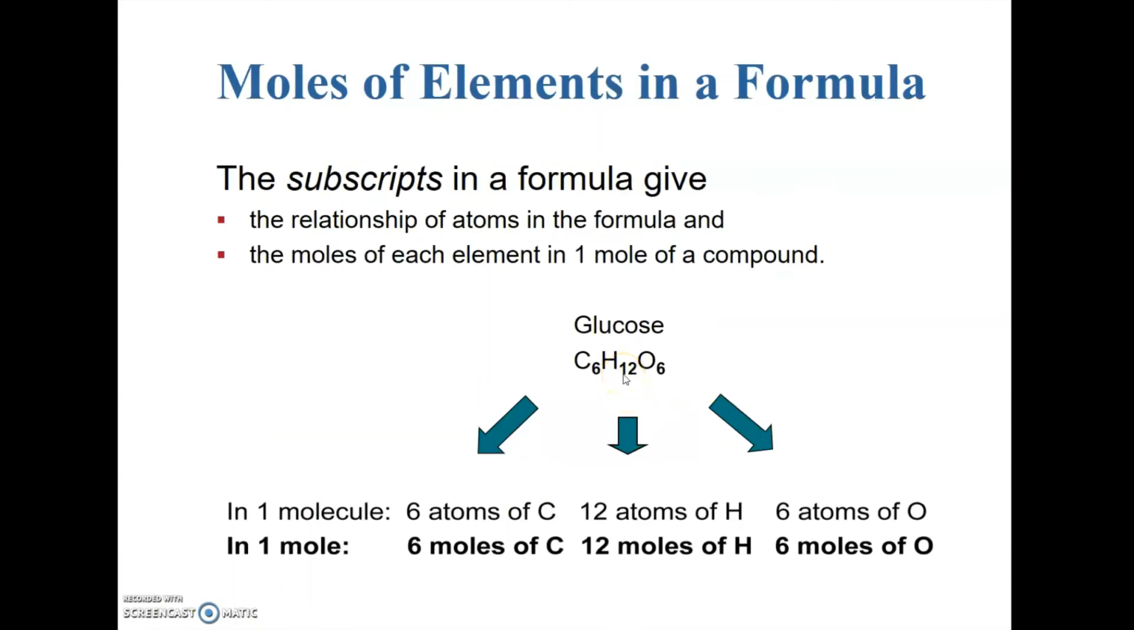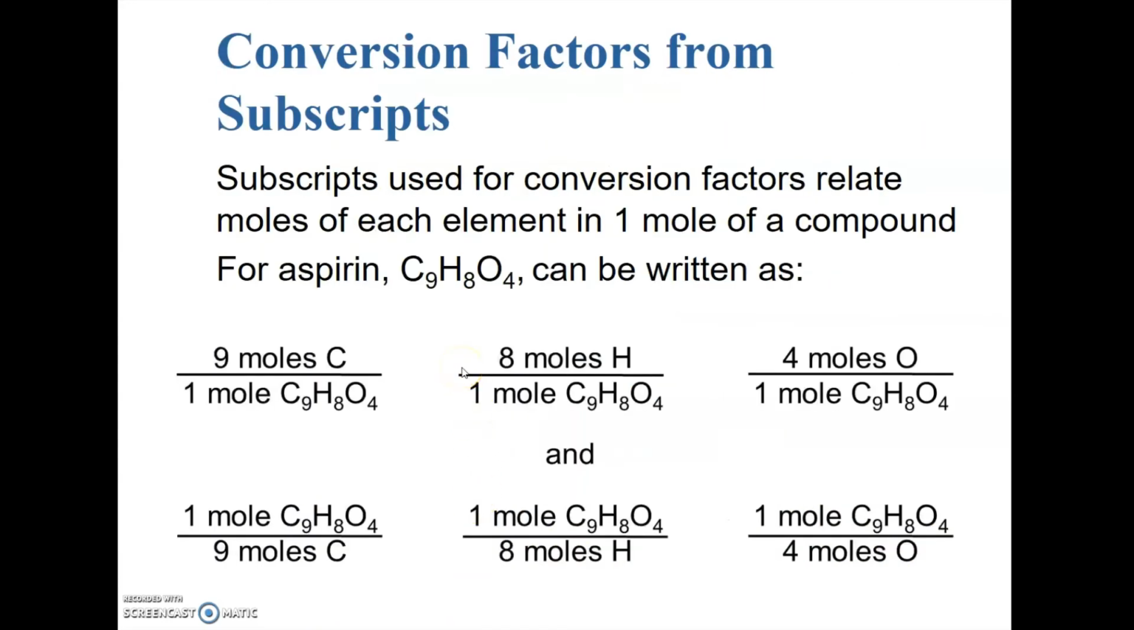A molecular formula can represent 1 molecule, or it can represent 1 mole of a substance. If we are looking at the substance at the molecular level, then if we have 1 molecule, we can say we have 6 atoms of carbon in glucose, 12 atoms of hydrogen, and 6 atoms of oxygen. But if we say we have 1 mole of glucose, then it means we have 6 moles of carbon, 12 moles of hydrogen, and 6 moles of oxygen. So if we are given the molecular formula of a compound, we can always say how many moles of each atom we have in the compound.